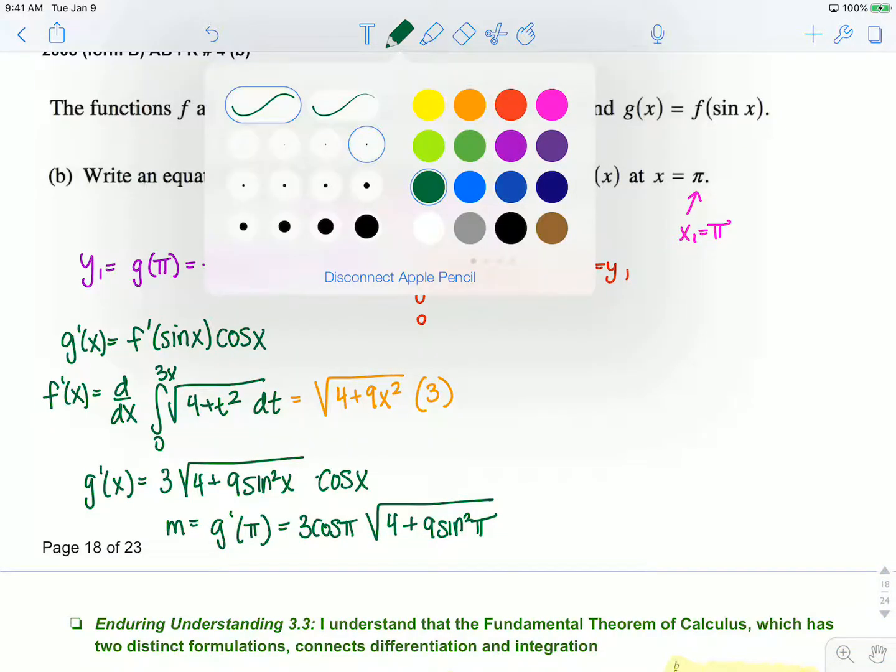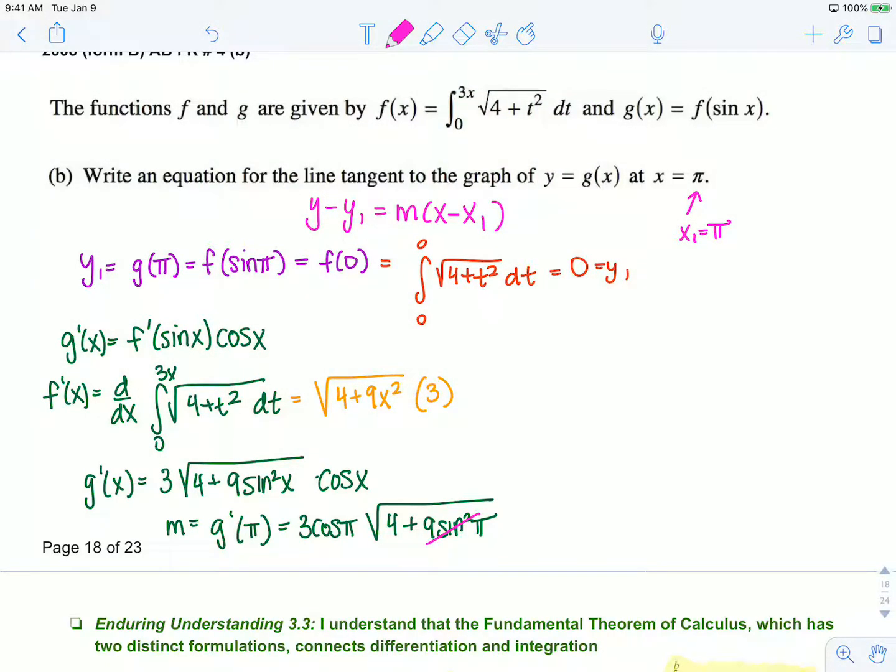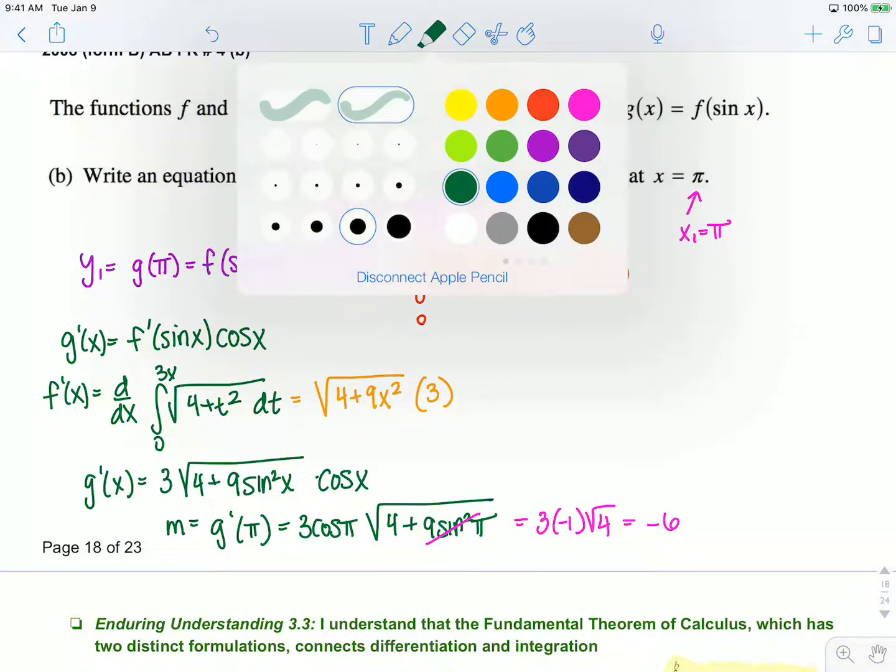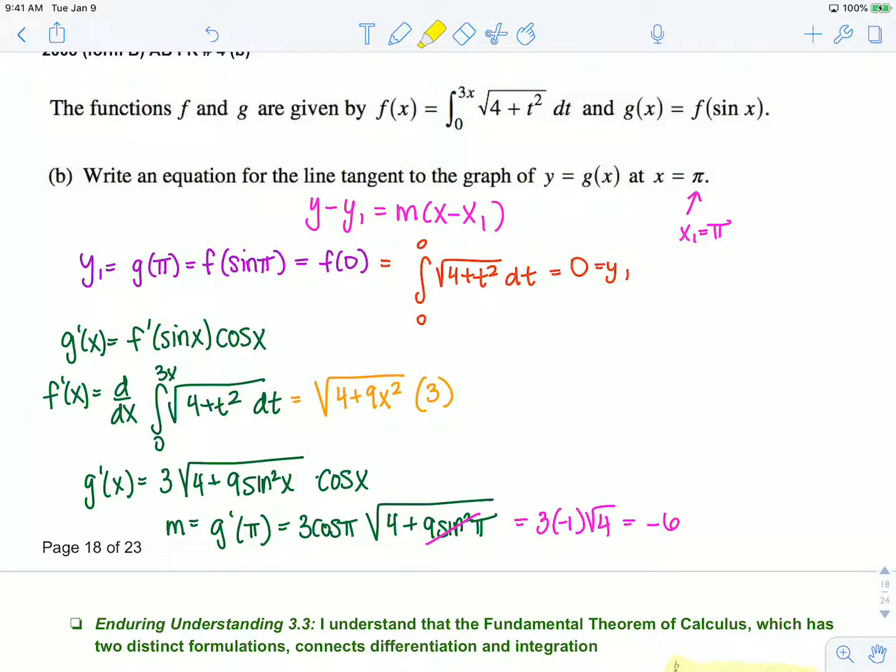So we know sine squared of pi is going to be 0. Cosine of pi is -1. So this is 3 times -1 times square root of 4. So that is -6. So now we have everything we need for the equation of our tangent line.